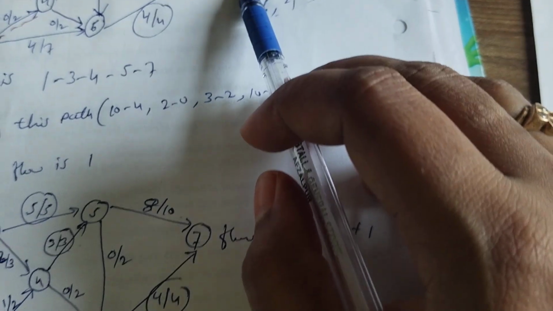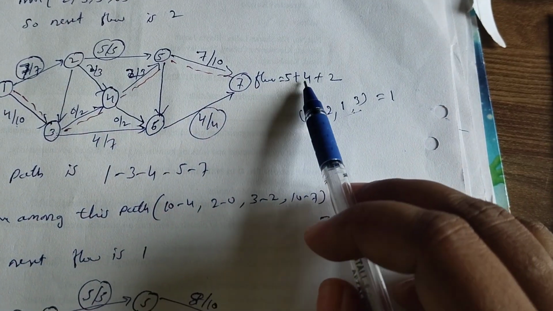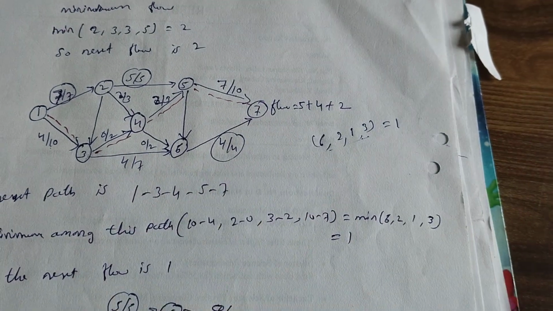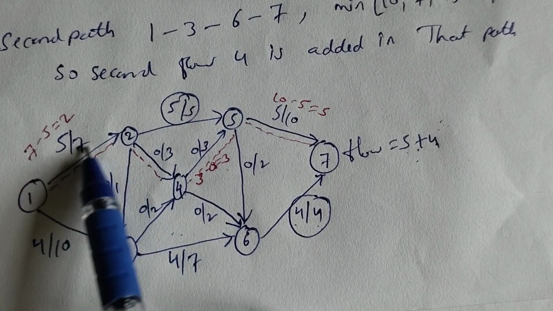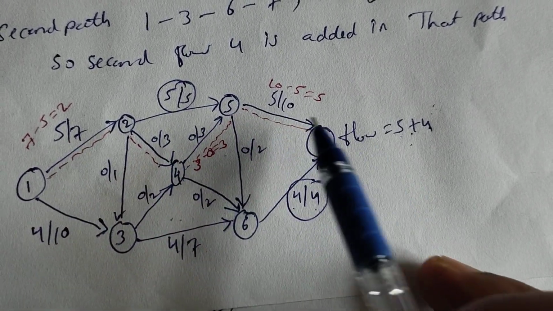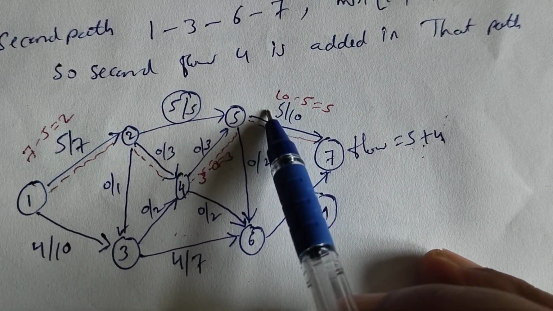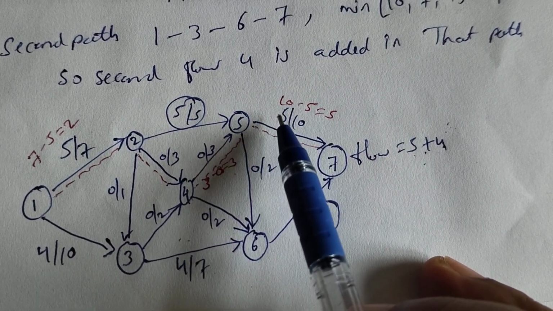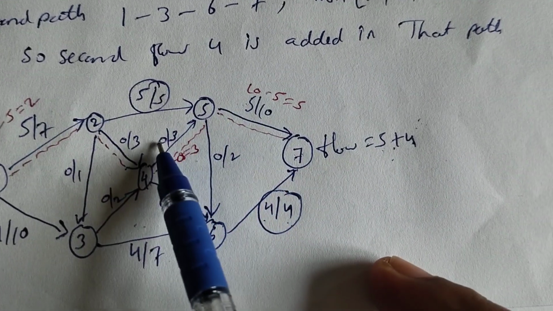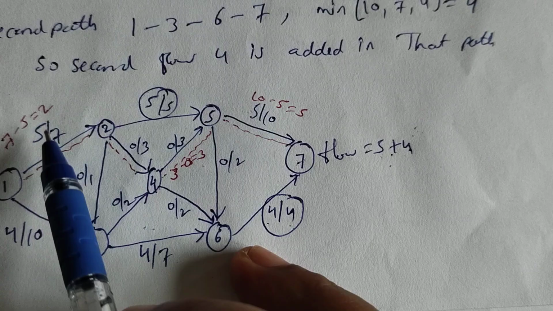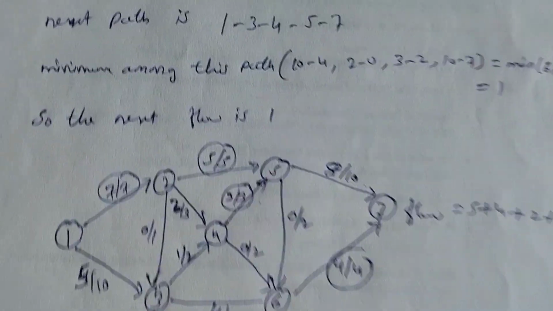So we are adding that flow here. For the first iteration the flow was 5, second flow was 4, now the flow is 2. That 2 is added to that path. Whatever path you have selected, in this path only you have to add 2 flow. After adding 2, it becomes 5 plus 2, 2 by 3, 2 by 3, and here 5 plus 2 by 7. That is redrawn again now.